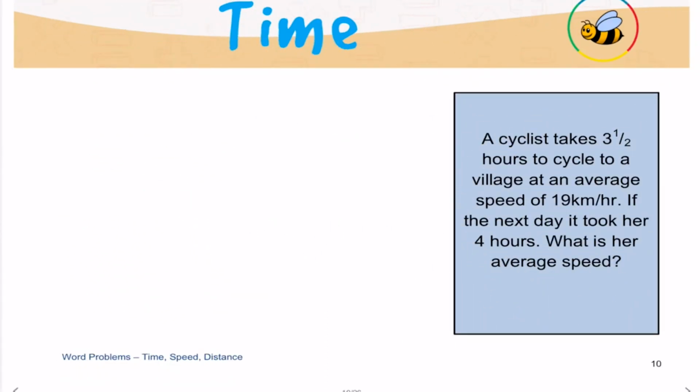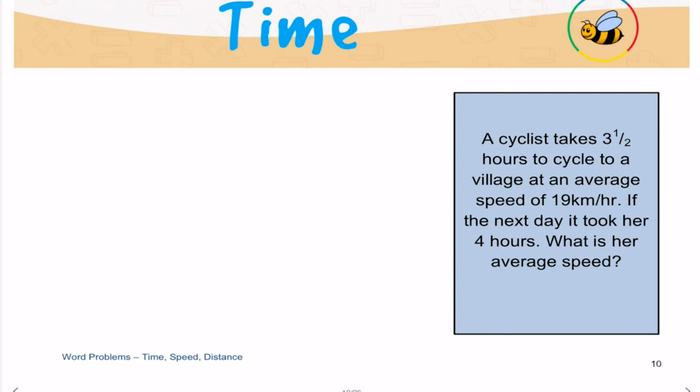A cyclist takes 3.5 hours to cycle to a village at an average speed of 19 kilometers per hour. If the next day it took her 4 hours, what is her average speed?